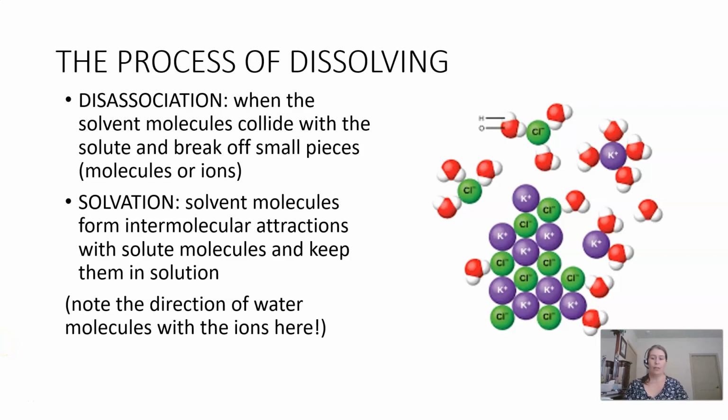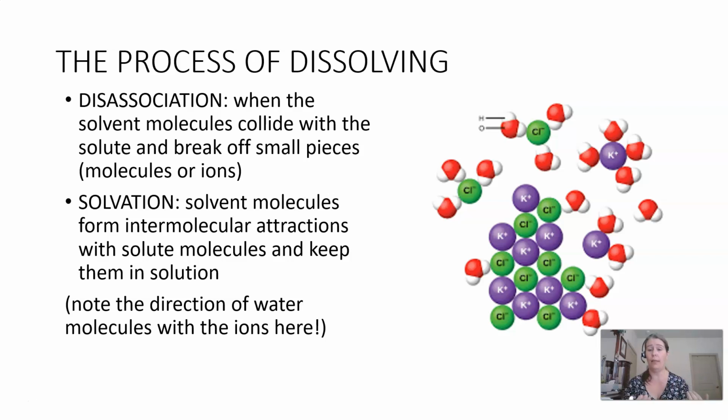So one of the things we talked about when we discussed dissolving was the fact that dissolving a solid happens in two processes. The first is that the solid must dissociate. So that's a process of collision. The solvent molecules are going to come in, collide with the solute, and break off small pieces. For a molecular solid like sugar, that would be breaking off molecules of sugar.